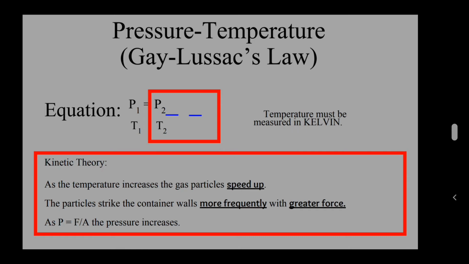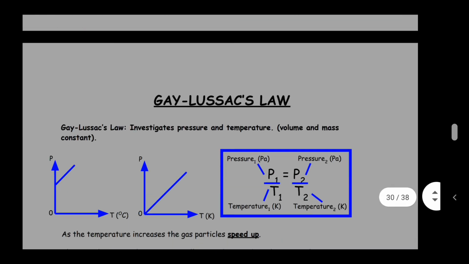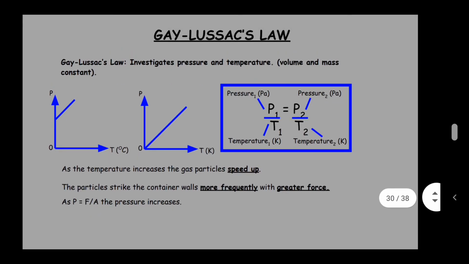And the kinetic theory is exactly how I've said it before. And again, a very important slide is this one here. So if you want to, you can pause it and take a note of that. Okay? So that's the fourth one.